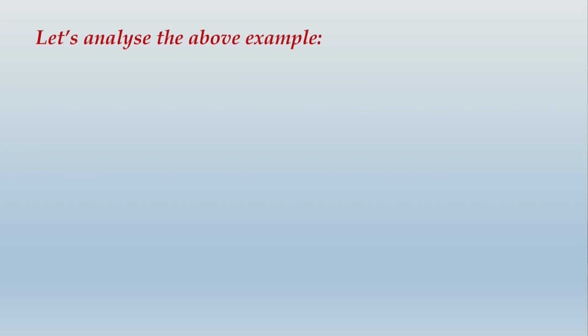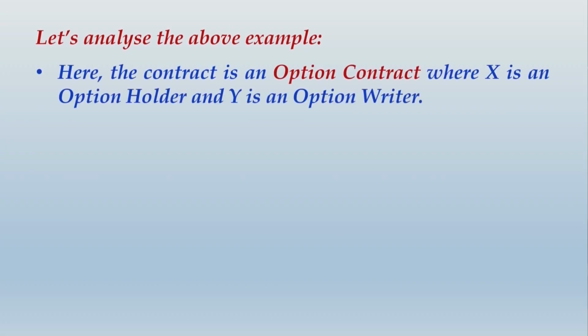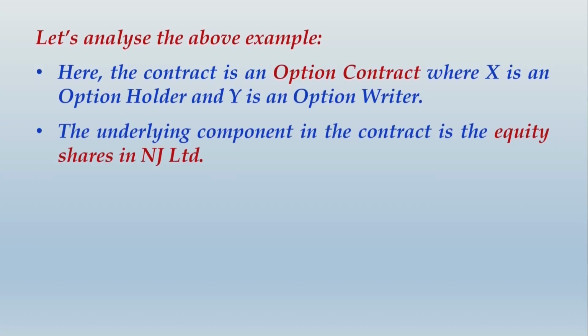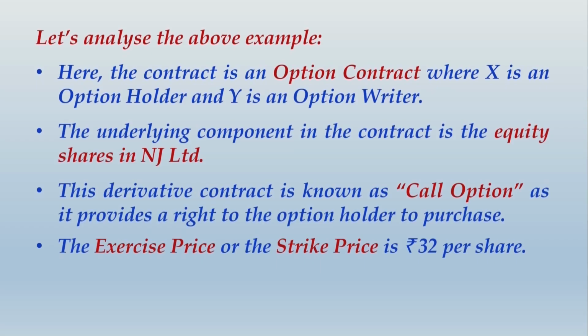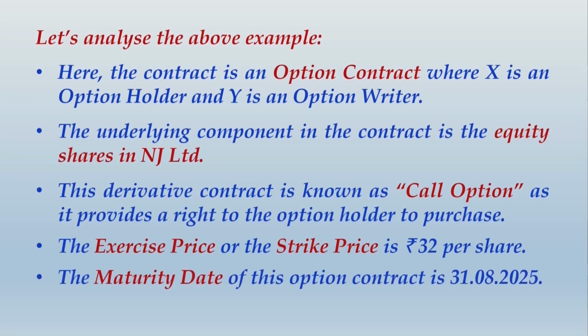So, let us analyze the above example. Here the contract is an option contract where X is option holder and Y is an option writer. The underlying component in the contract is equity shares in NJ Limited. This derivative contract is known as call option as it provides the right to the option holder to purchase. The exercise price or strike price is rupees 32 per share and the maturity date for this option contract is 31st August 2025. This can also be referred to as settlement date, but maturity date is fine as of now.